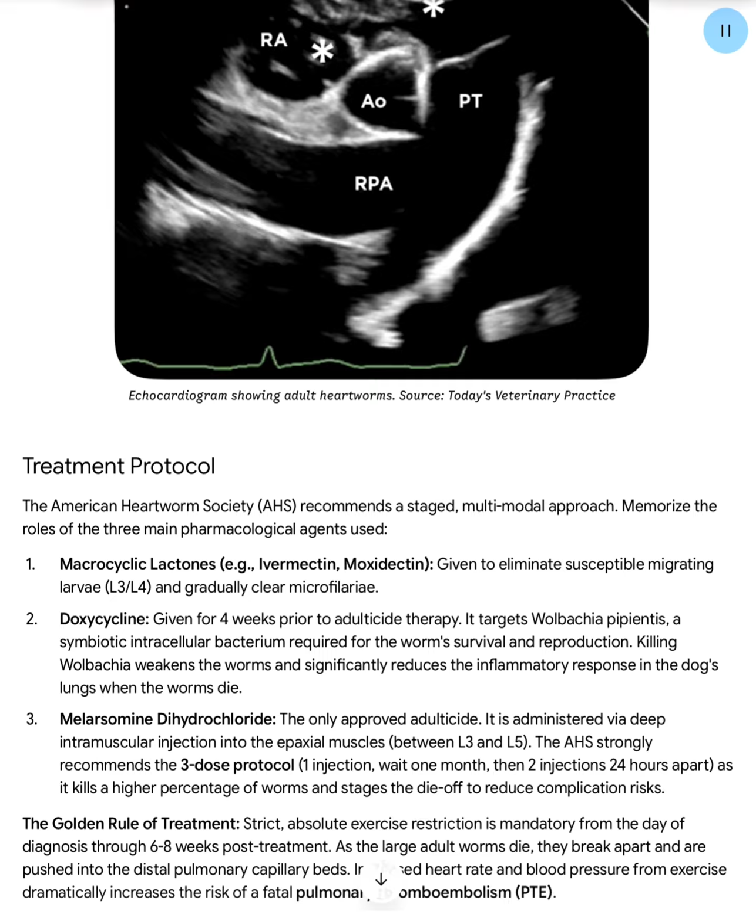The golden rule of treatment: strict, absolute exercise restriction is mandatory from the day of diagnosis through 6 to 8 weeks post-treatment. As the large adult worms die, they break apart and are pushed into the distal pulmonary capillary beds. Increased heart rate and blood pressure from exercise dramatically increases the risk of a fatal pulmonary thromboembolism.